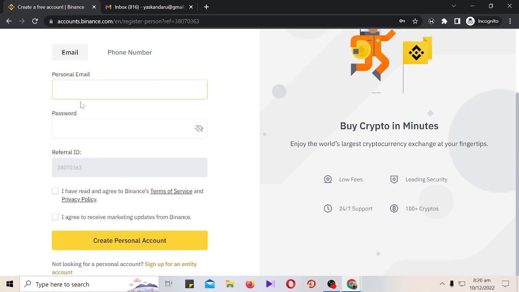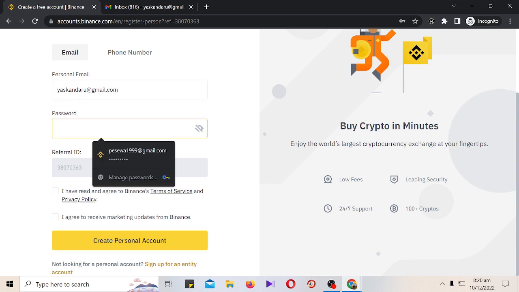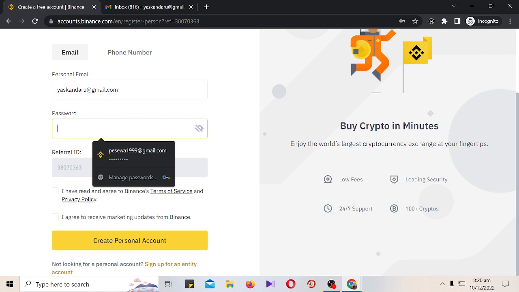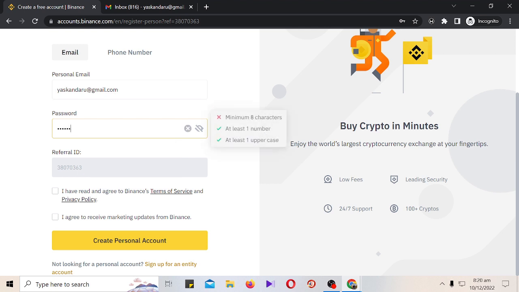So what we are going to do is enter our email address. I'll advise you use your Gmail, the email that you always use. Then the next thing is you enter a strong password. Make sure you enter a strong password so that no one will be able to hack your account. I always advise you add numbers and symbols, and check to make sure you have this referral link.